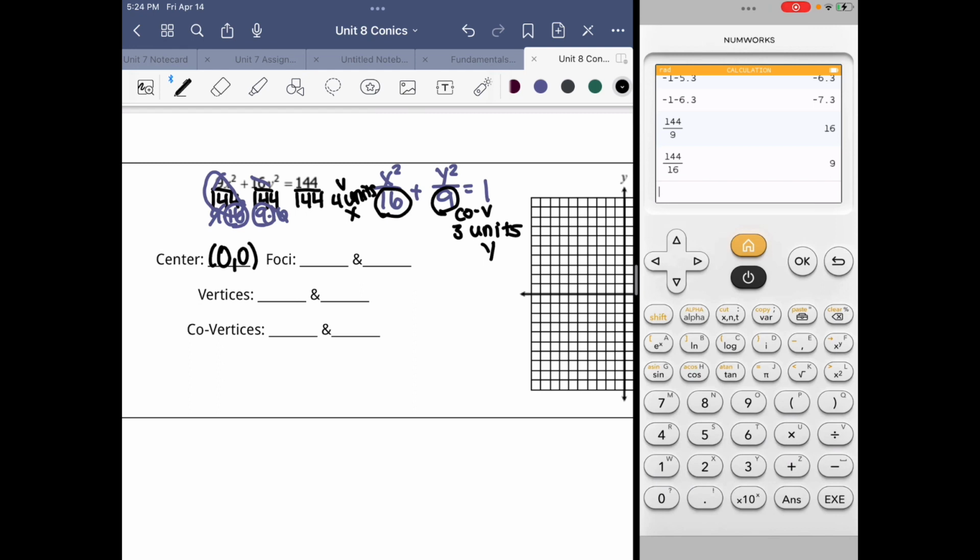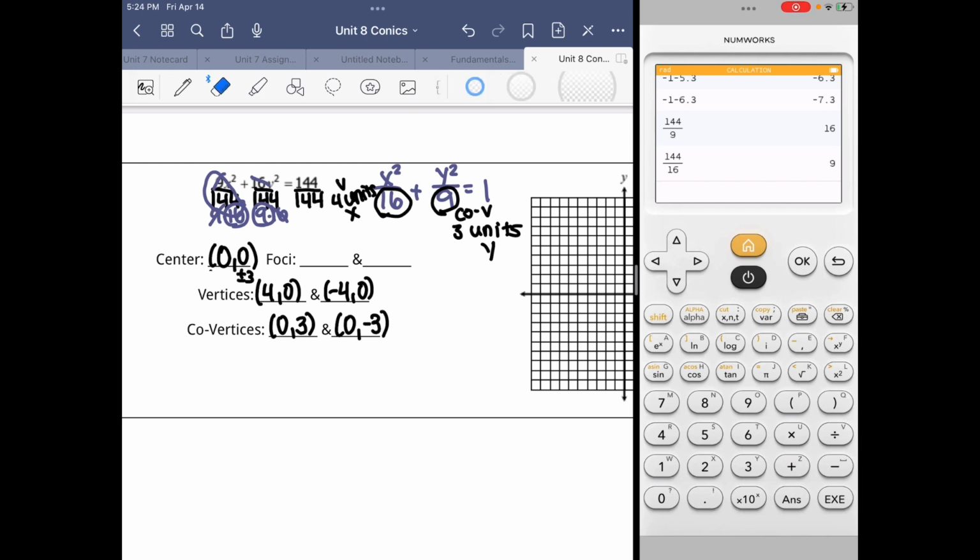And this time, I'm going to actually find my vertices and co-vertices before I graph them. So if my vertices are 4 units away on the x-axis, that means I'm going to add and subtract 4 to just the x part. Then, to find my co-vertices, they are 3 units away on the y-axis, so I'm going to add and subtract 3 to the second value. So (0, 3) and (0, -3).